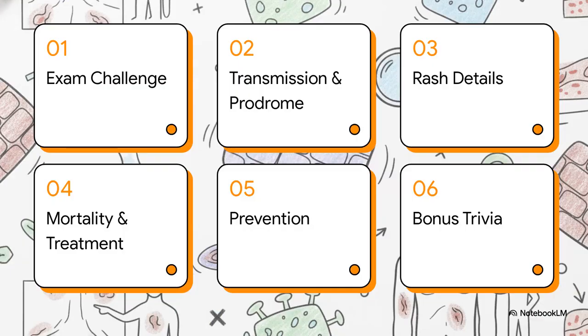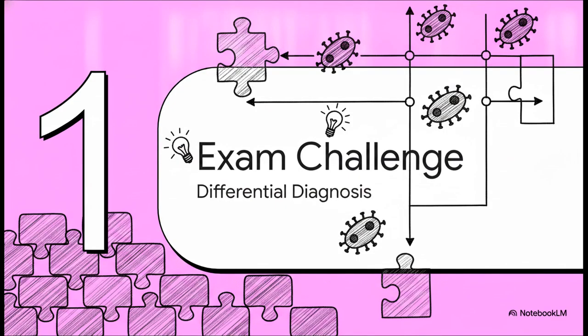Here's our quick roadmap to get there. We're covering the exam challenge, transmission and prodrome, rash details, mortality and treatment, prevention, and finally, some essential bonus trivia. Let's kick things off with Section 1, the exam differential challenge.